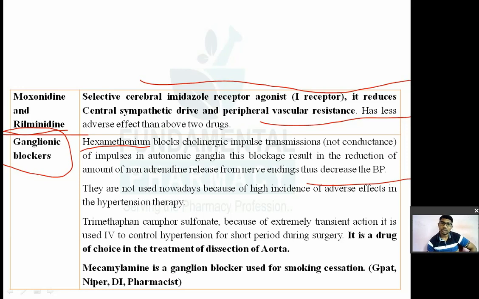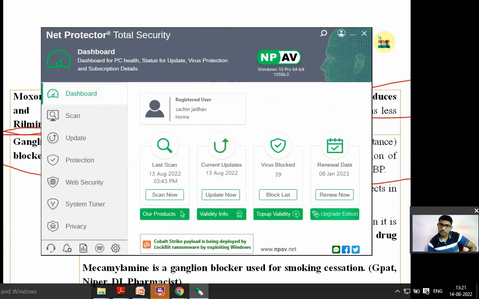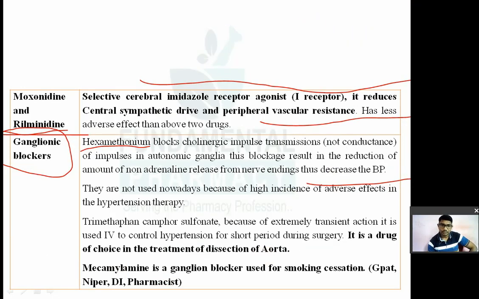Hexamethonium blocks the cholinergic impulse transmission, not conductance, in the autonomic ganglia, and this blockage results in the reduction of noradrenaline release from the nerve ending, and this decreases the blood pressure. Nowadays these drugs are not used because they have a high incidence of adverse effects.